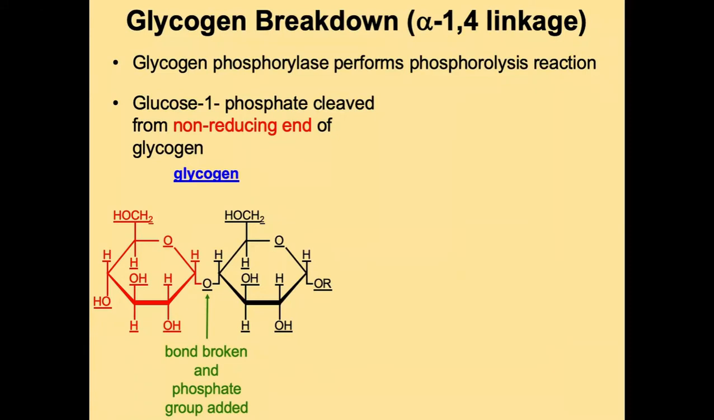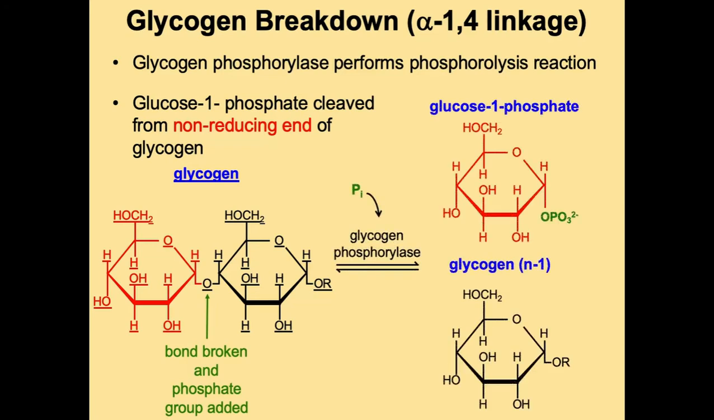So how is glycogen broken down? One of the enzymes that regulates this is called glycogen phosphorylase. This performs a phosphorolysis reaction, which cleaves off one molecule of glucose 1-phosphate from the non-reducing end of glycogen. This leaves the main macromolecule of glycogen with N-1 glucose units, as one molecule of glucose has been cleaved off to generate glucose 1-phosphate.